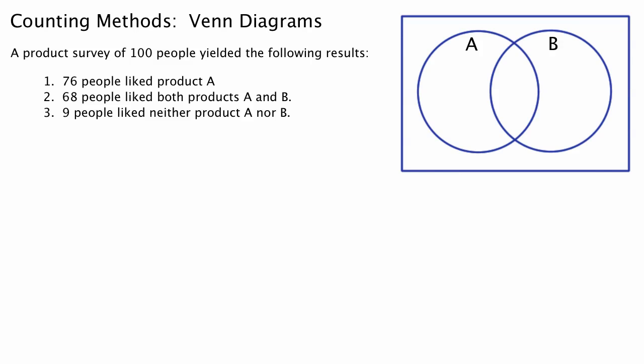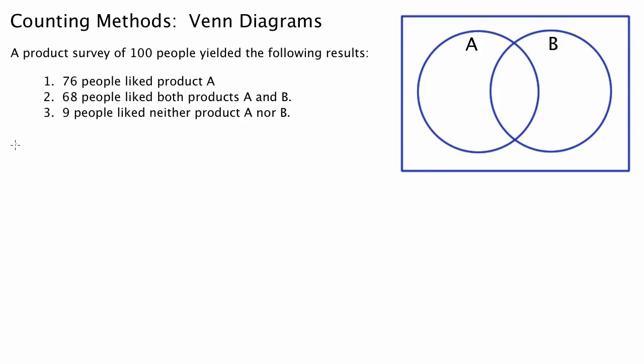We're considering in this episode a problem where you've surveyed 100 people, so think about a taste test or something like that, and the results have come in and they're incomplete. All we know is that 76 people liked product A, 68 people liked both products, and 9 people liked neither product A nor B. So really there's still some questions that we need to answer here.